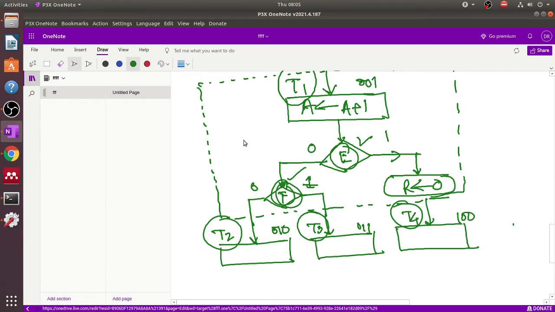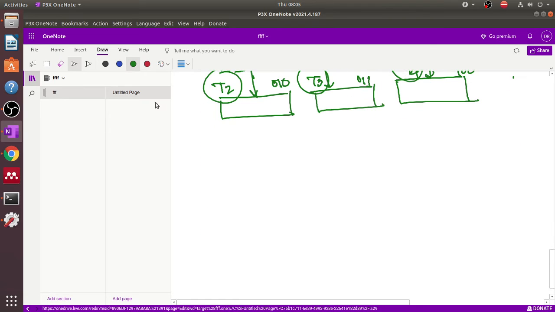Okay, so now we talk about the next point, that is known as register operation. A register is basically used to store binary numbers or binary data. And in the register, many operations are performed, that is shift operation, increment operation, add operation, clear operation, and data transfer operation is also performed in the register.